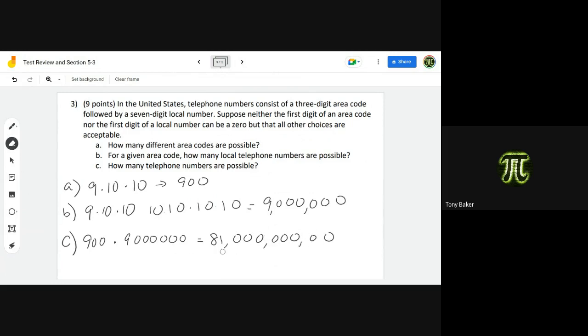So my commas are in the wrong spot. But so, 8,100,000,000 phone numbers. Yeah, it should be 8 zeros, 6 plus 2.